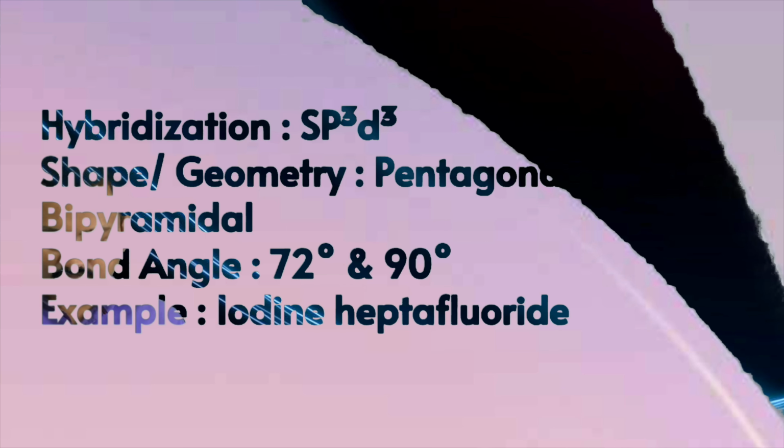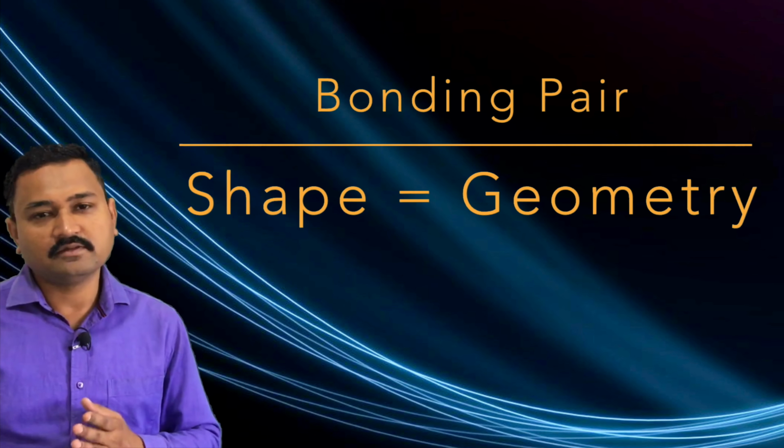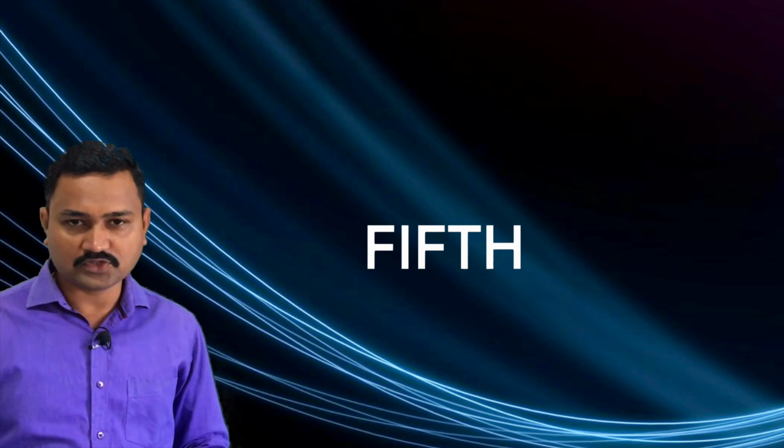So this is the geometry or the shape if the molecule contains only bonding pairs, and this is the regular bond angle that we have observed. So this is about postulate number 4. Now let us know about the fifth postulate.